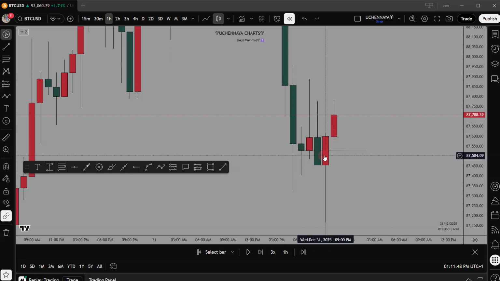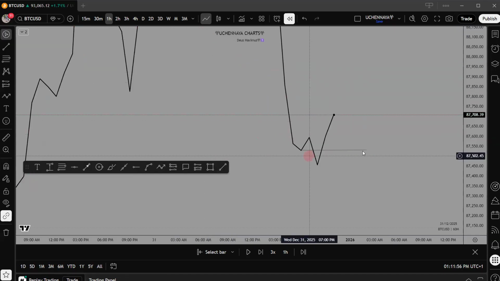You can see similar structures, slightly different, but it's mostly and always like this. If it's slightly different, just go to your chart. If it's not like this, it's not a QML. If it's not like this, it is not a QML.